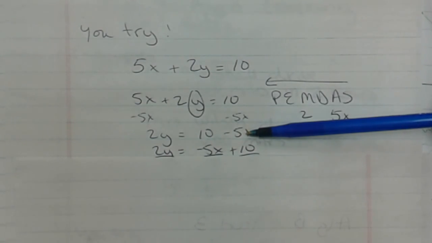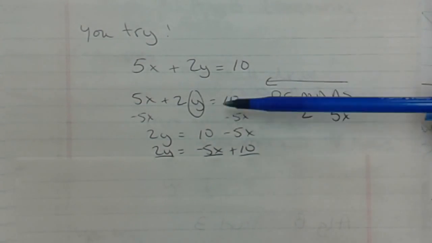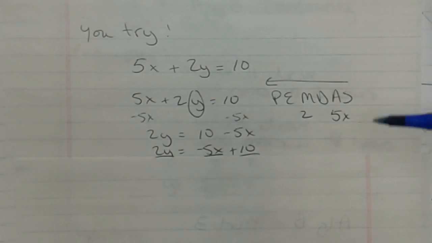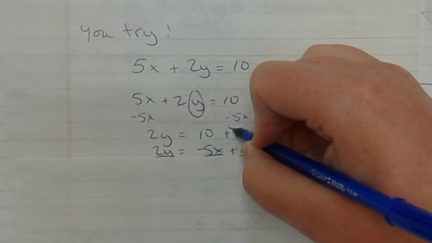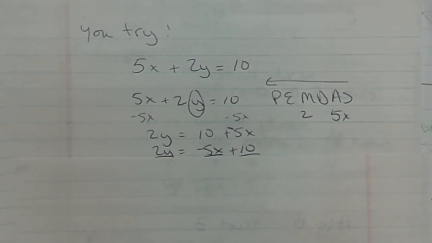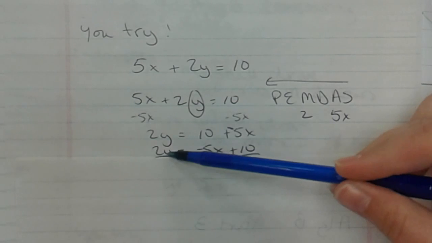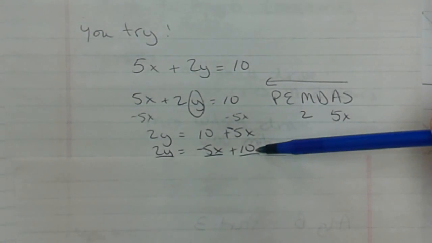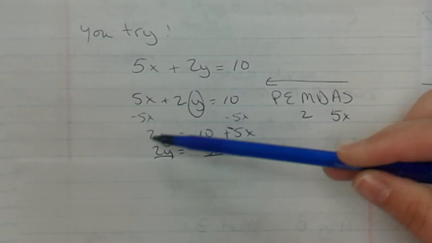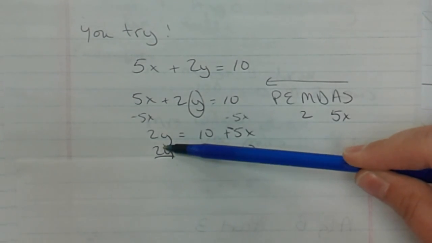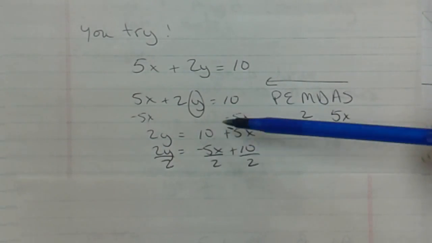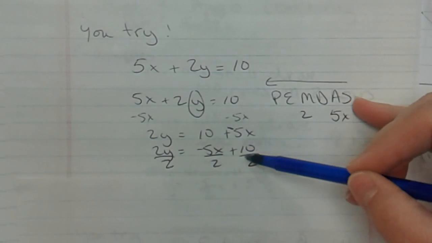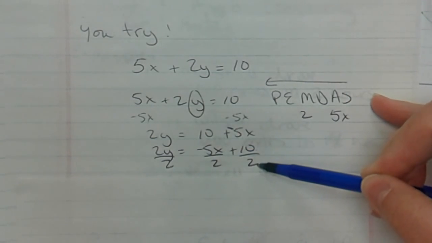However, it's much better to put the x value in front. And you need to realize that this is negative 5x. So 2y equals negative 5x plus 10 is the better way to write this out. So how do I get y by itself? You had to divide, right? Divide by 2. So each term got divided by 2.